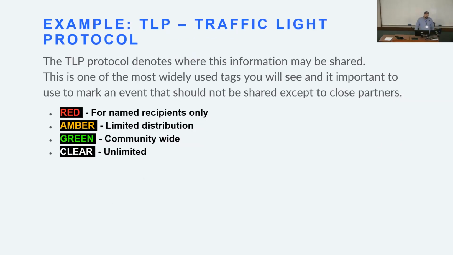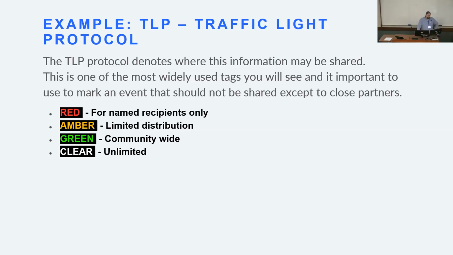And then I mentioned before Traffic Light Protocol. So you will see this a lot. Red is when you tag an event that you create. If it's red, it's intended for named recipients only. It means if you're in the middle of an incident and you don't want to share, you tag that as red. And that's good when you set up automations because then you can set up filters. So any type of red event will not be shared outside of that site.